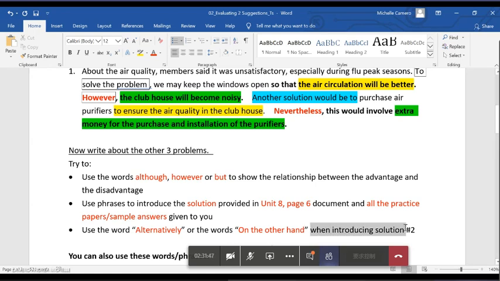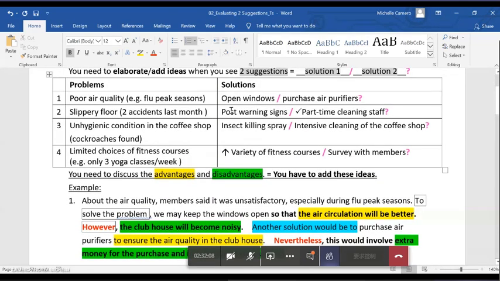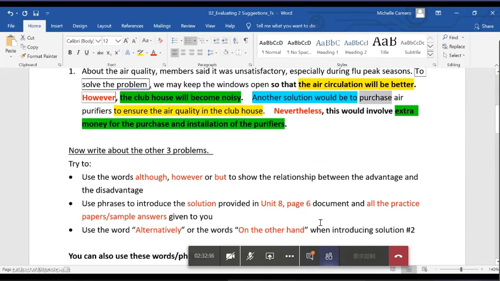Another way to introduce solution 2 is this phrase here: another solution would be to. If you're going to use this phrase, you need to use it with a verb. Notice this verb is purchase. There's no ing, ed, or s because you have to in front of it, and that's infinitive. Again, just like I was saying up here, sometimes they give you a verb, sometimes they do not. So if they don't give you the verb, you're going to have to choose the appropriate verb to put into your sentence. All right, so that's what we're doing.